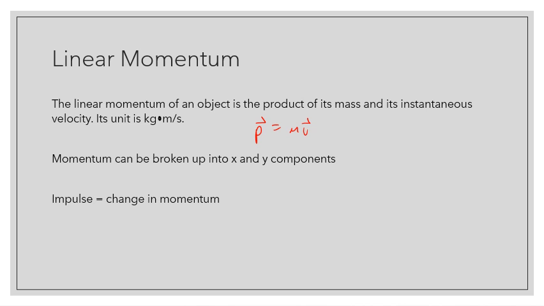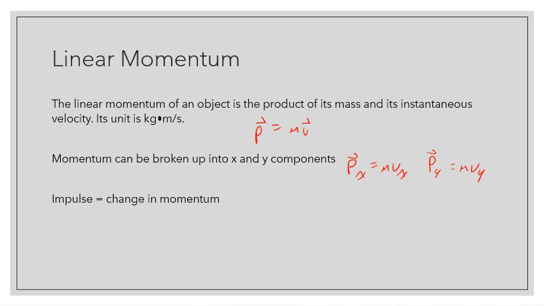So momentum can also be broken up into its x and y components. So momentum in the x is equal to m v_x, so the velocity in the x direction. Likewise for y, momentum in the y is equal to m v_y.